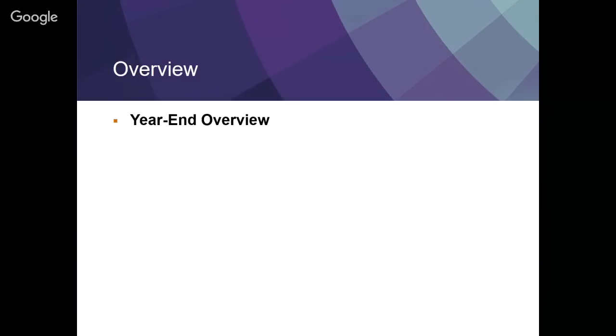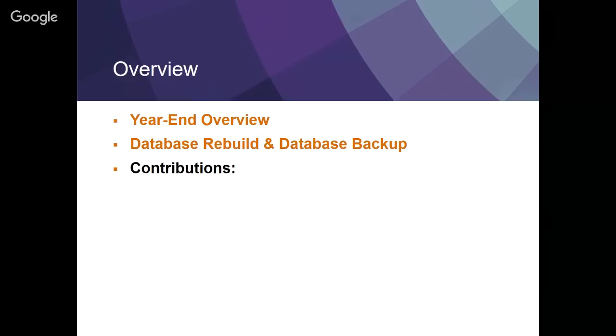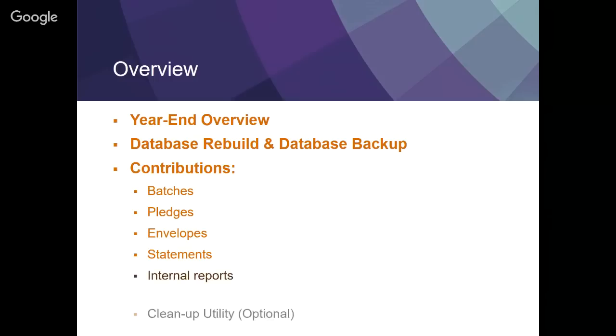So we're going to start out by going through an overview of the year end. Following that, we will discuss database rebuild, which has been renamed to Optimize and Rebuild Database, and we'll also go through the database backup process. After that, we'll start with contributions. And we will discuss batches, making sure that those batches are posted. We'll briefly discuss pledges and a few pledge rules for those churches that are going to be using pledges. We'll follow that up with envelopes and renumbering envelopes. Then we'll do statements. There's going to be a few internal reports that I'd like to show. Then we'll discuss the cleanup utility.